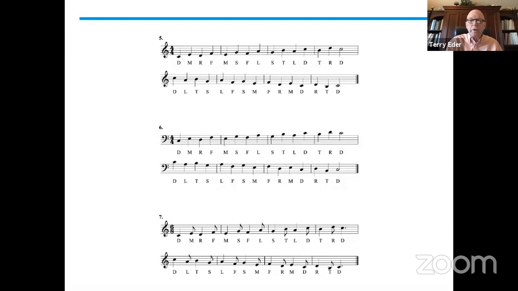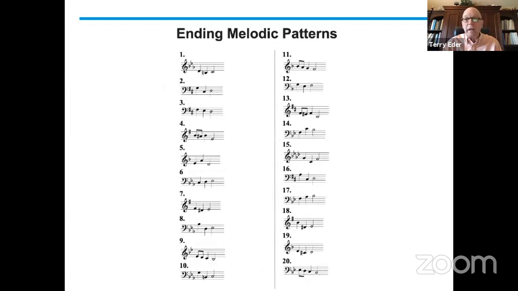So you might want to use some of these warm-ups. Do you remember these from one of my lessons? The ending melodic patterns: re, ti, do; fa, ti, do; mi, re, do; sol, fi, sol, do. I do the patterns, so I don't do them in the keys. But if you want to do them in the keys, play the half notes.